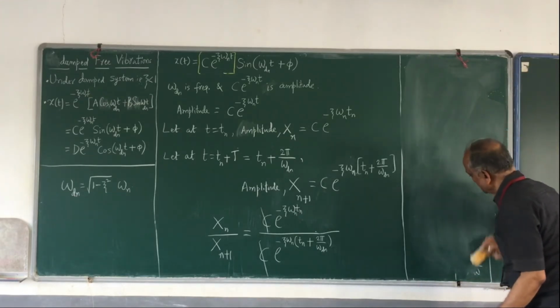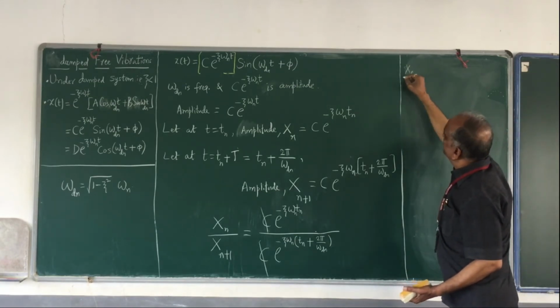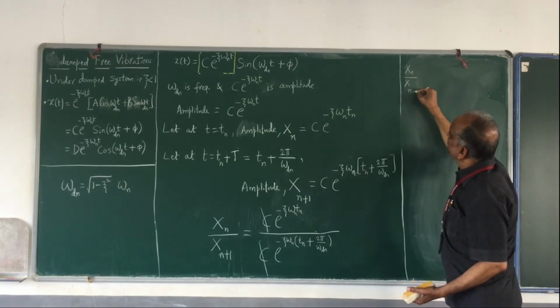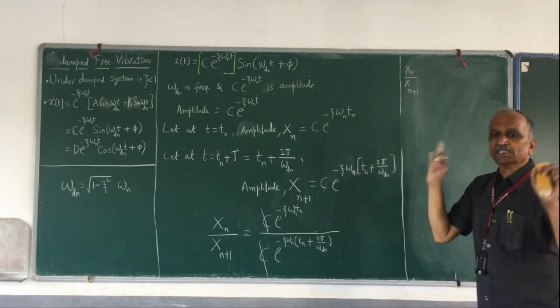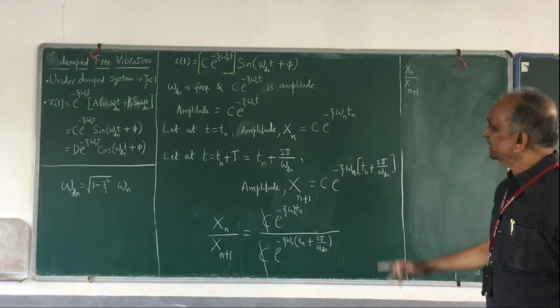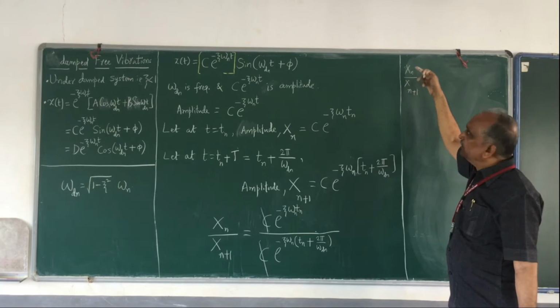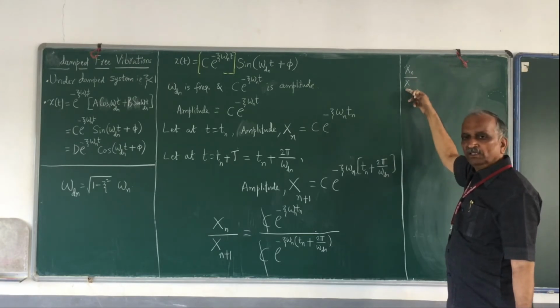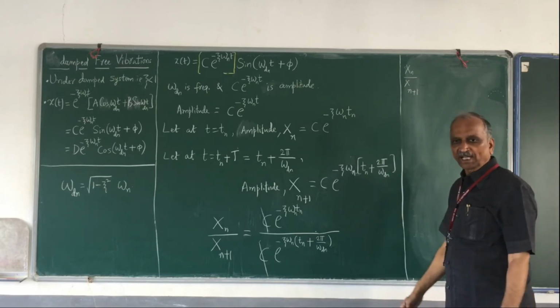What is the left hand side? The left hand side is xn divided by xn plus 1. What is this ratio? The ratio of two consecutive amplitudes. n can be 1, in that case it is x1 upon x2. If n is 2, x2 upon x3. If n is 5, x5 upon x6, like that.